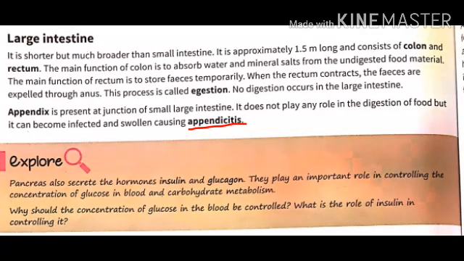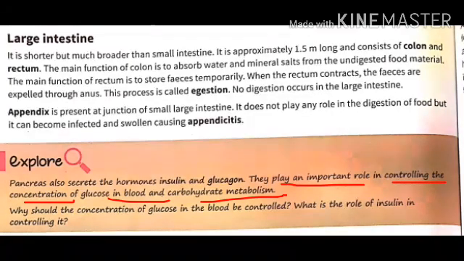To treat appendicitis, doctors use a type of surgery known as appendectomy. During this procedure, they will remove our appendix. Next is Explore. Here information regarding two hormones is given, insulin and glucagon. These hormones are secreted by the pancreas. They play an important role in controlling the concentration of glucose in blood and carbohydrate metabolism.